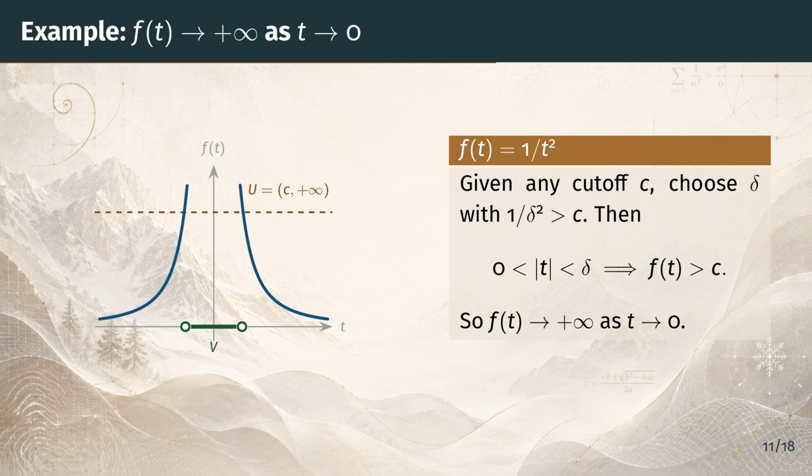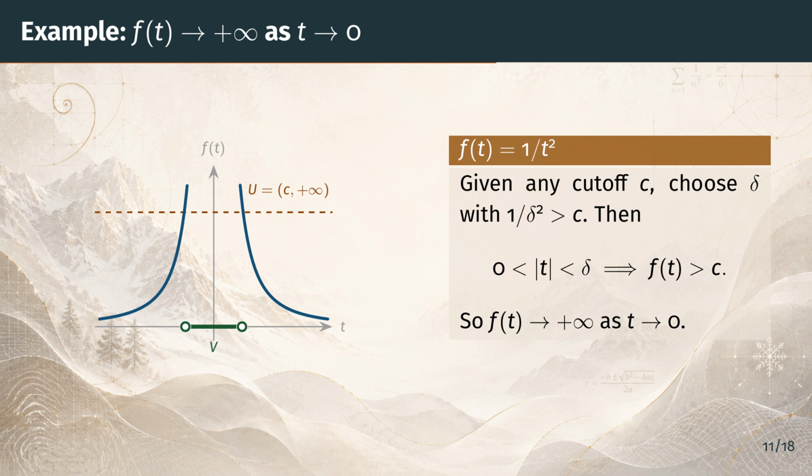Now play the game. Your target neighborhood U of plus infinity is everything above the orange dashed line at height c. My job is to find an approach neighborhood V of 0, the green segment on the t-axis, so that the curve sits above the line for every t in that segment. Notice the small open circles at the two ends of the green segment. They show that V is an open interval, and the center point 0 is left out as well, since the definition only looks at t different from 0.